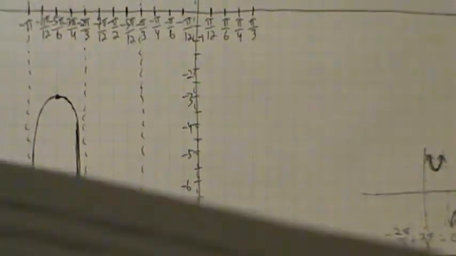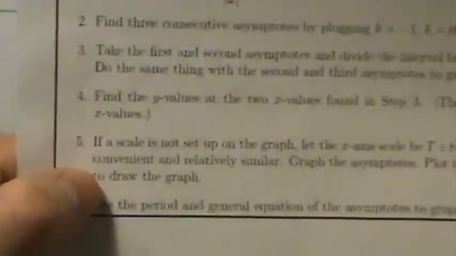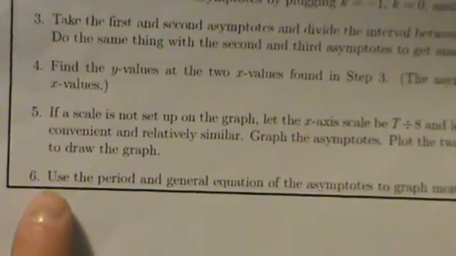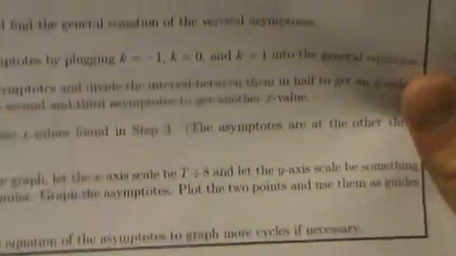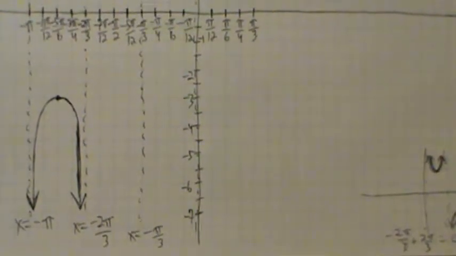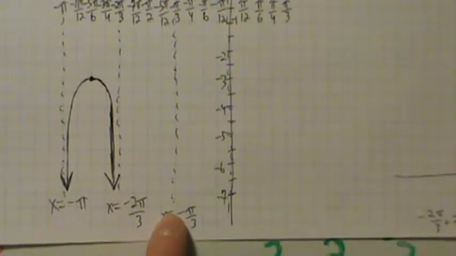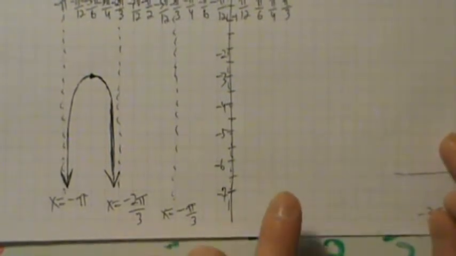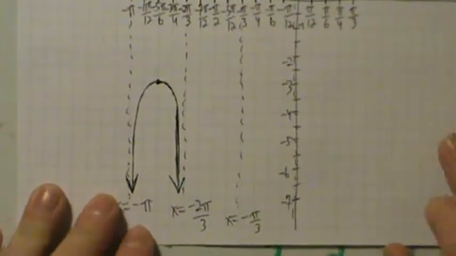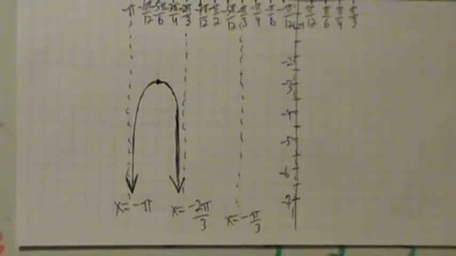Okay, and actually, let's go back to our steps. So what we're doing now is step 6. Okay, we finished step 5. Plot the points and use them as guides to draw the graph. And then step 6, use the period and general equation of the asymptotes to graph more cycles if necessary. Okay, so what we're doing here is using the period, but we could use the general equation of the asymptotes. Remember, k equals negative 1 gave us this, k equals 0 gave us that, k equals 1 gave us that, k equals 2 will give us this one, k equals 3 will give us the next one, k equals 4 the next one after that, and so on and so forth. K equals negative 1 gave us this, so k equals negative 2 will give us the next one to the left, and so on. Okay, or we could just use the period, which is what we're doing.